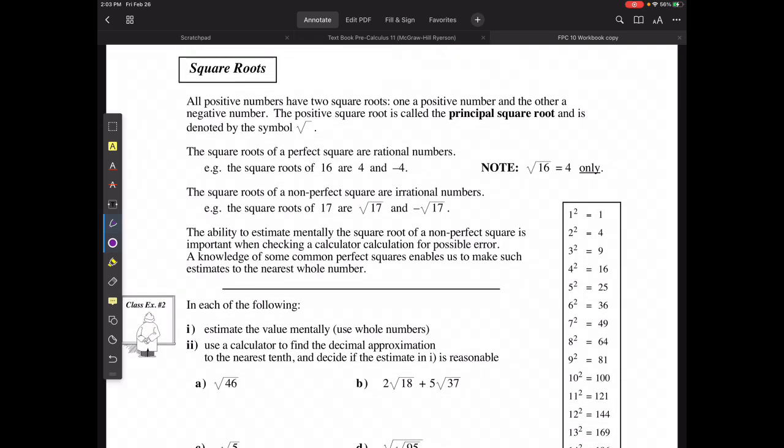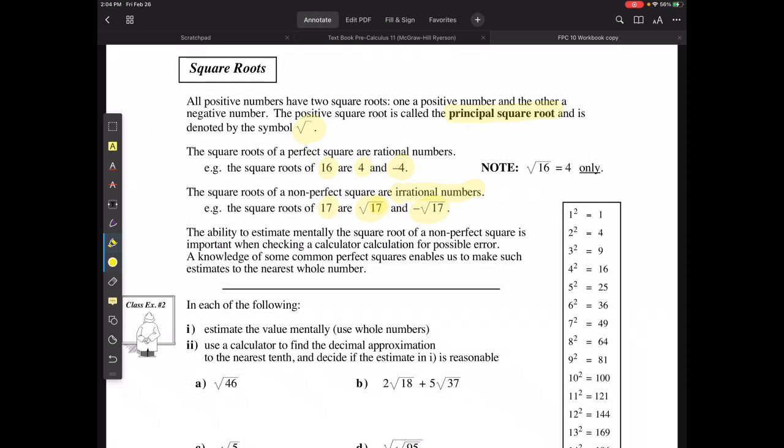All right, if we're talking about square roots, all positive numbers have two square roots, one positive and one negative. The positive square root is called the principal square root and is denoted by just the square root sign. The square root of a perfect square is always going to be a rational number. So the square root of 16 is going to be 4 or -4. The square root of a non-perfect square is always going to be irrational. So the square roots of 17 are the square root of 17 or the negative square root of 17.